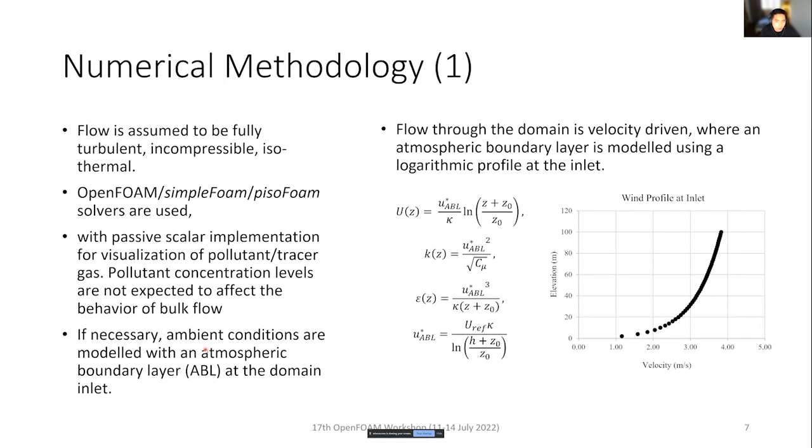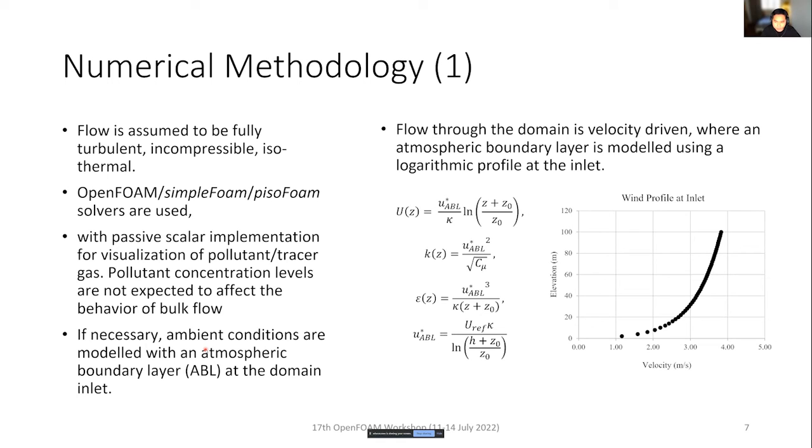Moving on to the numerical methodology, which is the OpenFOAM part of things, the flow is assumed to be fully turbulent, incompressible, and isothermal. For the OpenFOAM solvers, we have chosen the simpleFoam and pisoFoam solvers with a passive scalar implementation for the visualization of the pollutant or tracer gas. In our case, presently, we are assuming the pollutant to be neutrally buoyant, meaning that the pollutant is not expected to affect the bulk flow of the ambient wind.